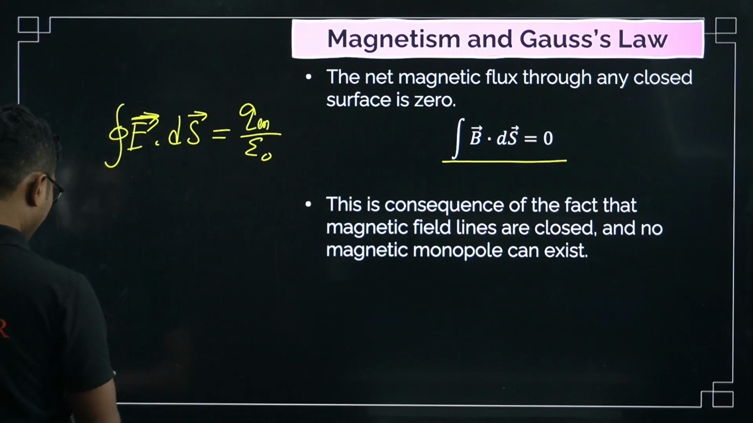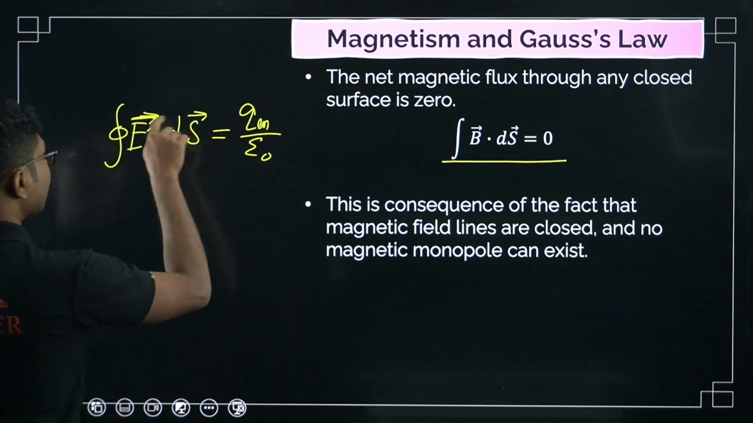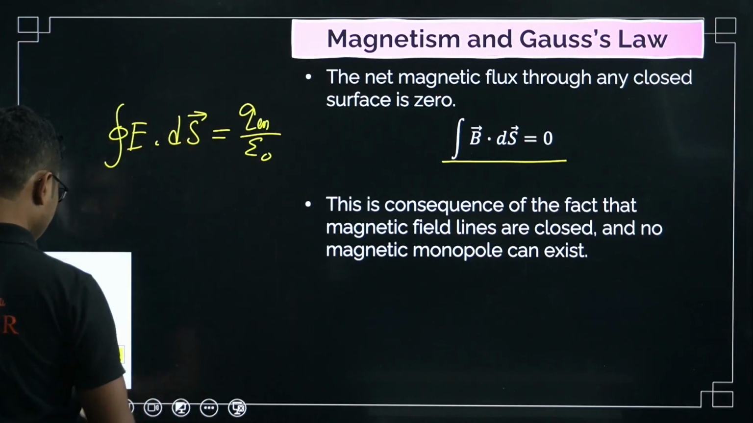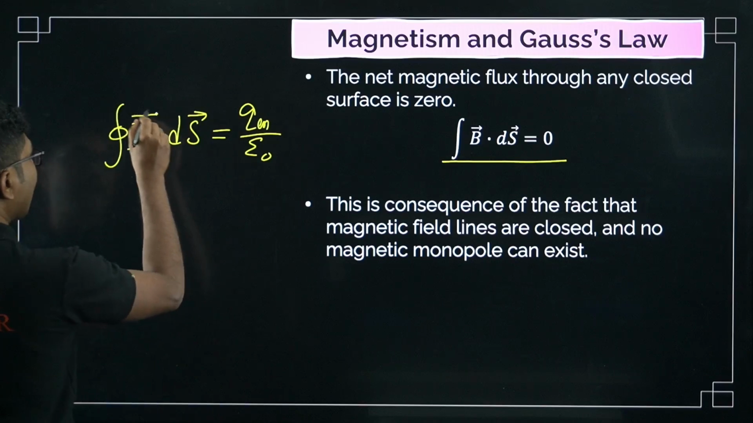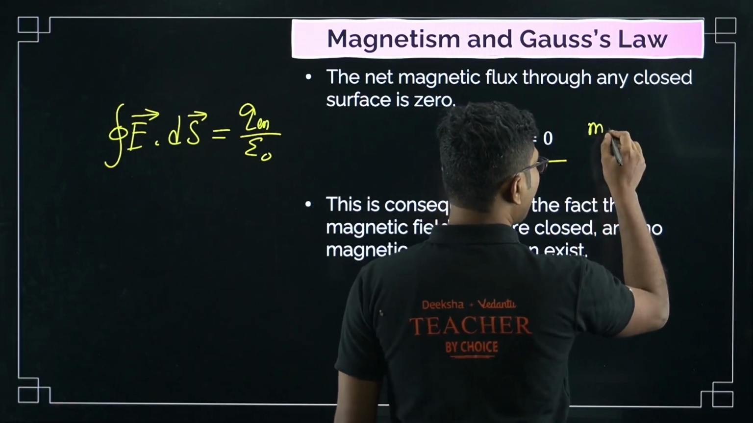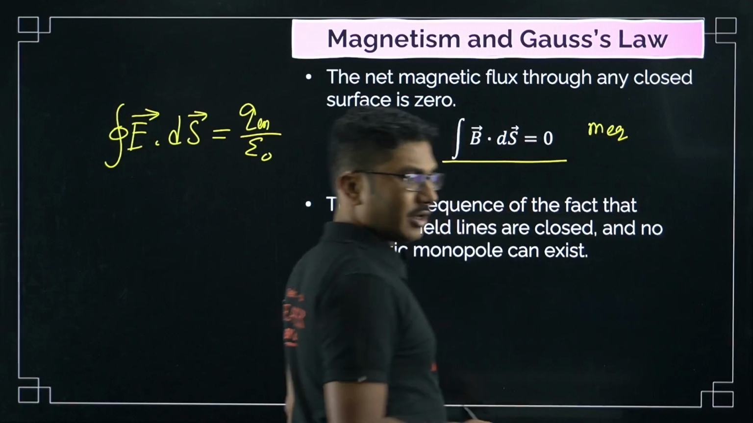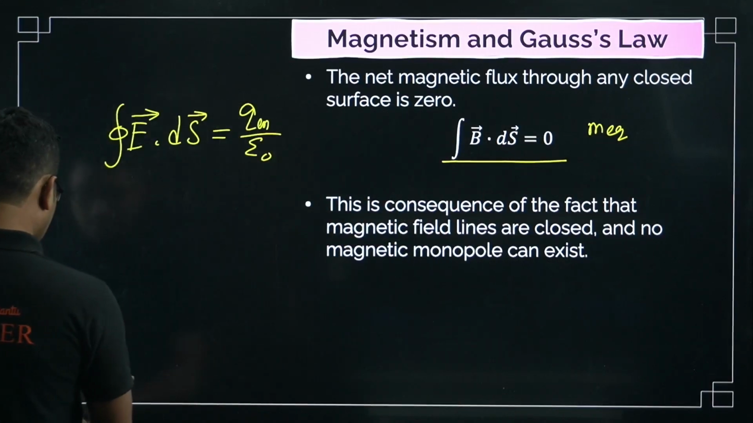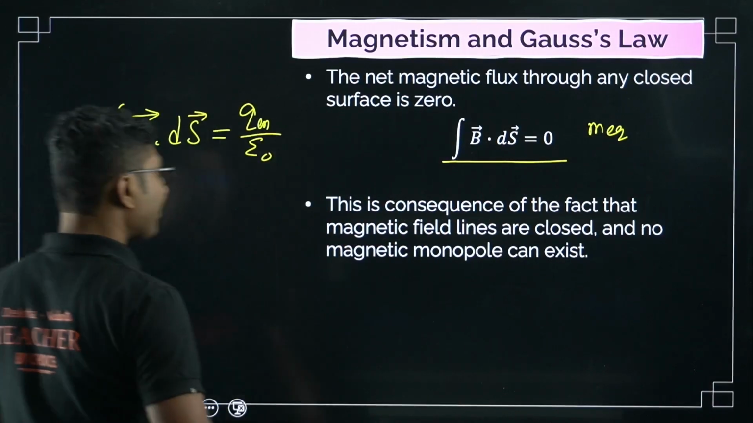Okay, but in case of magnetic field, it is coming out to be 0. Why 0? In case you wonder what about magnetic monopole enclosed? Magnetic monopole enclosed is actually not possible.